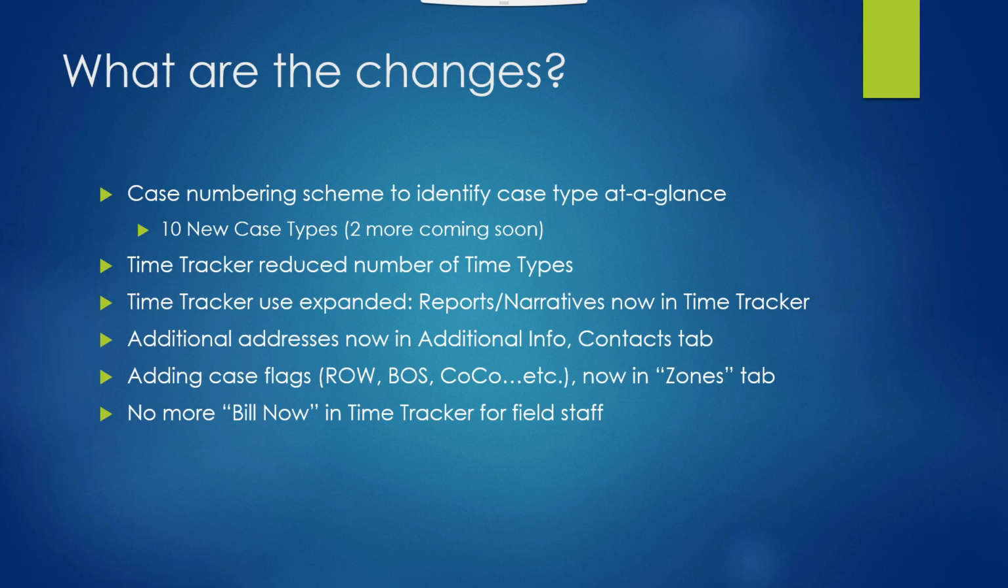Adding case flags such as ROW for right-of-way, BOS for Board of Supervisors sensitivity, COCO for County Council, etc. That information will now be added in the Zones tab, and this new feature will allow us to search those cases that have flags added. That was not something we could do previously, so this is an improvement. Also, in Time Tracker, there will be no more Bill Now for field staff. You'll still enter your time into Time Tracker, but you will not have to check boxes and click Bill Now to send that information over to fees.